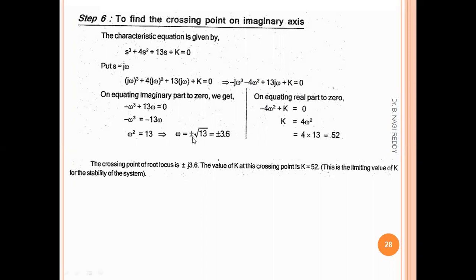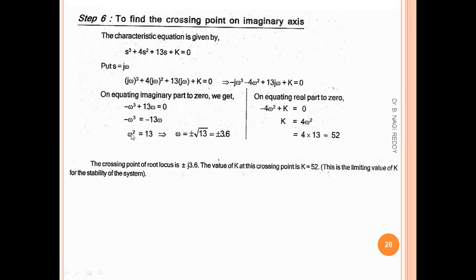So what will this omega tell, and what will this k value tell? The k value gives the maximum limit of stability. If we increase the k value above 52, then the system becomes unstable. So k equal to 52 is the limit for stability of the system. Below 52, the system will be stable. After 52, the system will become unstable. So this k value is the limit to determine the stability.